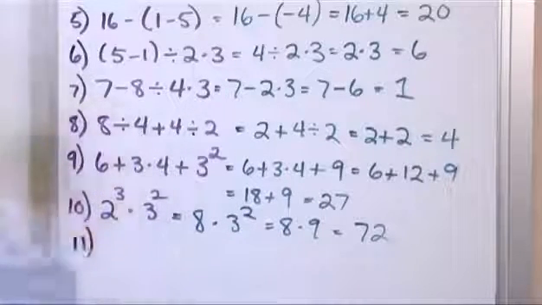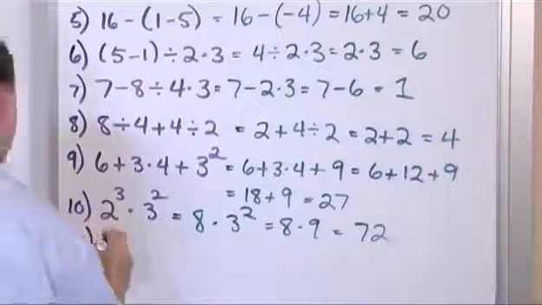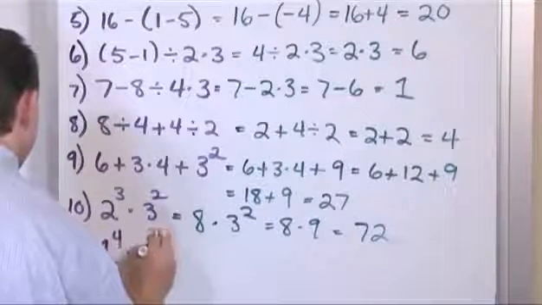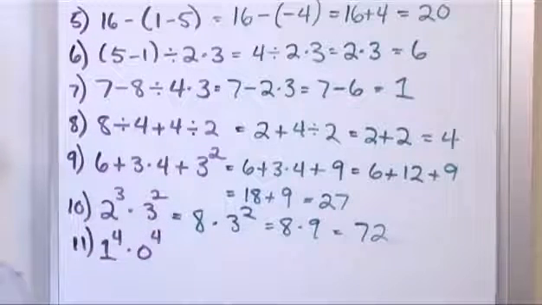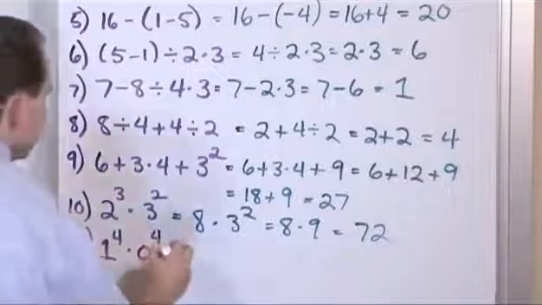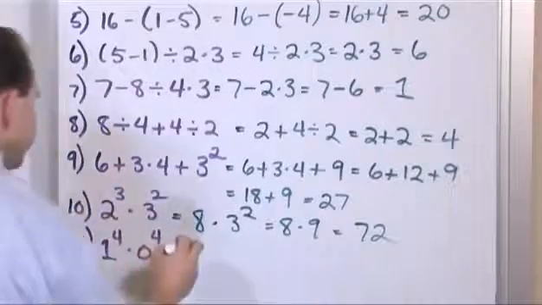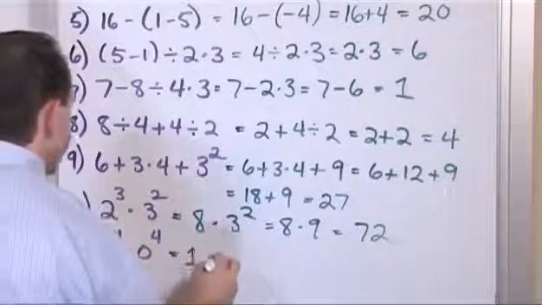11. We have 1 to the 4th power times 0 to the 4th power. We do exponents first before multiplication. So 1 to the power 4 is 1 times 1 times 1 times 1. So you're just going to get 1 multiplied by 0 to the 4th.